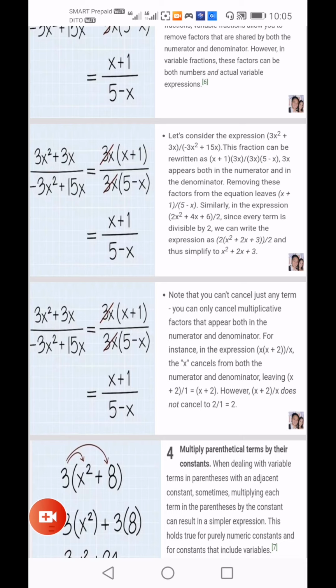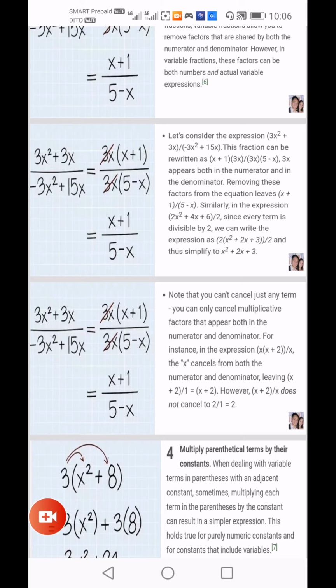Similarly, in the expression 2x squared plus 4x plus 6 divided by 2, since every term is divisible by 2, we can write the expression as 2 times x squared plus 2x plus 3 divided by 2, and thus simplify to x squared plus 2x plus 3.